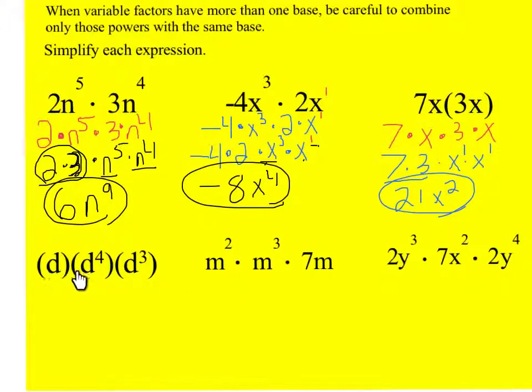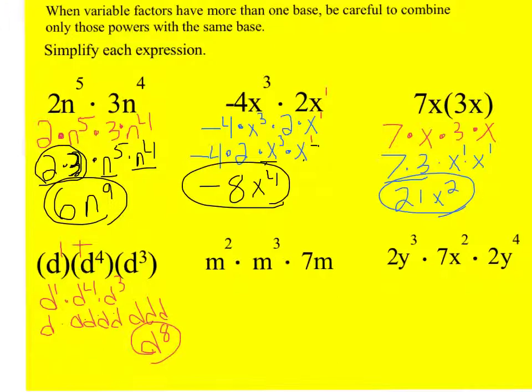Okay, here we have d multiplied to d to the fourth multiplied to d to the third. There's an invisible 1 here. I don't need those parentheses. So I have 1 d to the first multiplied to d to the fourth multiplied to d to the third. And remember what that means. It means if you write this out, you have 1d, then you have 4 d's, and then you have 3 more d's. That's a total of 8 d's. So this is d to the 8th, because 1 plus 4 plus 3 equals 8. So the answer to this is d to the 8th power.